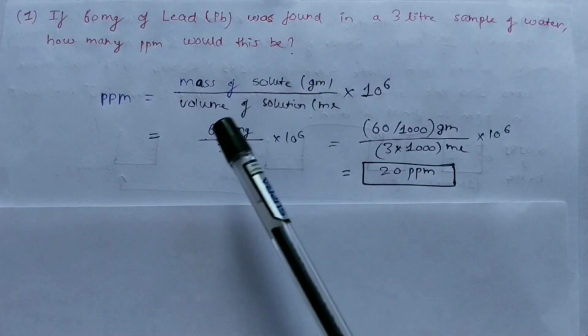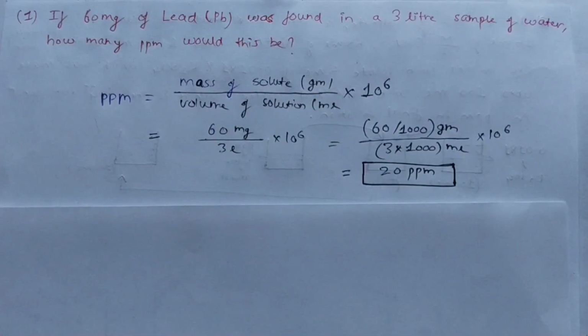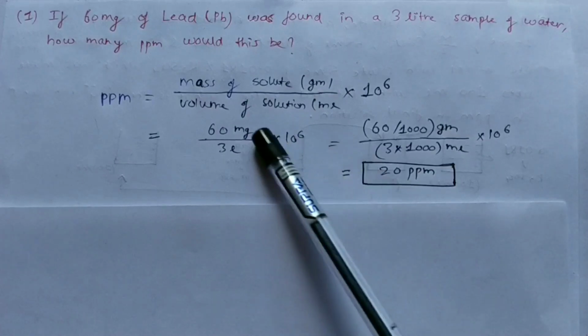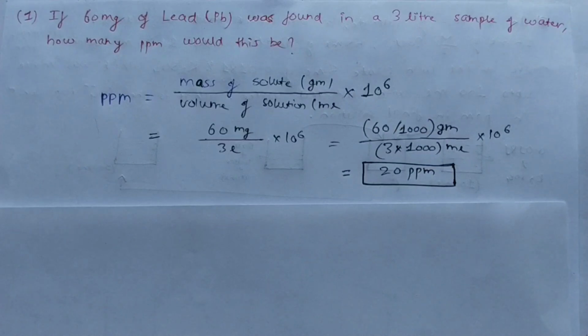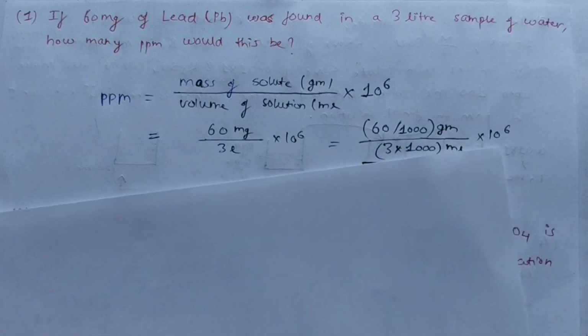So just put in the formula: 60 milligram divided by 3 liter into 10 to the power 6. We know the mass of solute should be expressed in gram and the volume of solution should be expressed in ml. So change the milligram to gram and the liter to ml, and we'll get the parts per million. The final answer will be 20 parts per million.